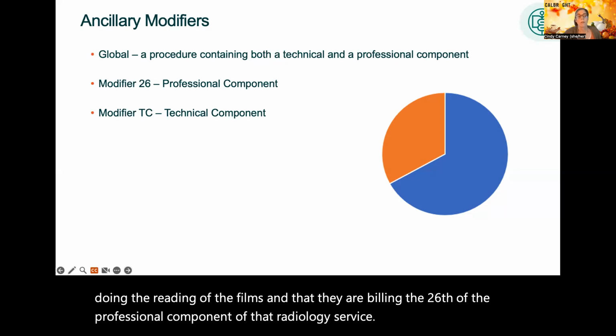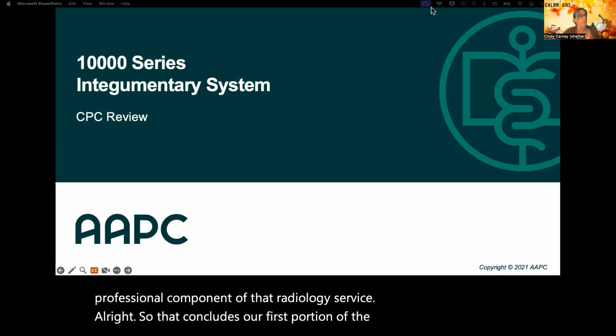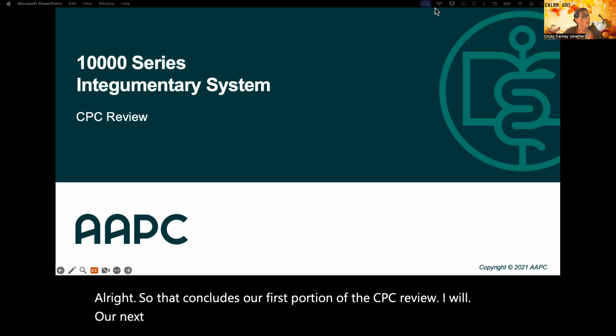All right. So that concludes our first portion of the CPC review. Our next section, we will be going over the 10,000 series and this is for the integumentary system.